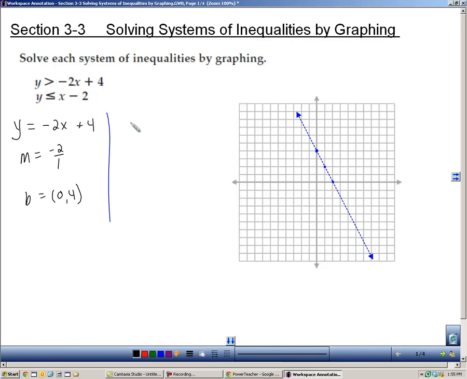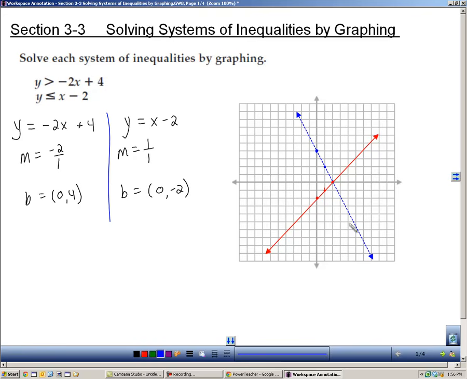Second equation, the boundary will be y equals x minus 2. Slope is 1, which we make 1 over 1, and the y-intercept is the ordered pair 0, -2. So now we're going to graph that line. So that's what that line looks like. Now I should have probably done the graphing right away, but I'm going to go back and do the shading for each one of these now.